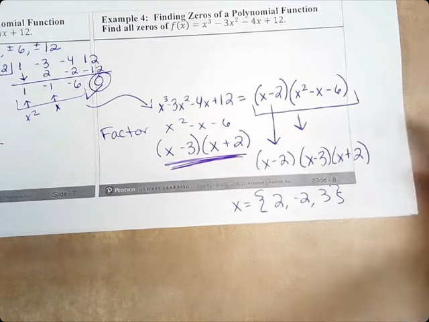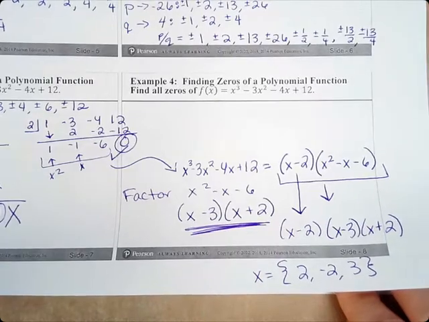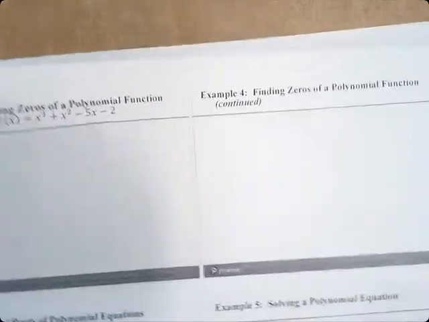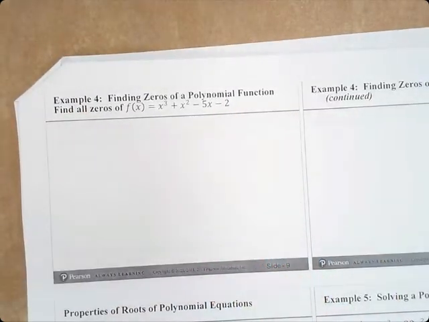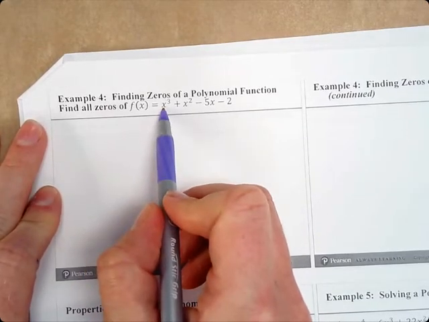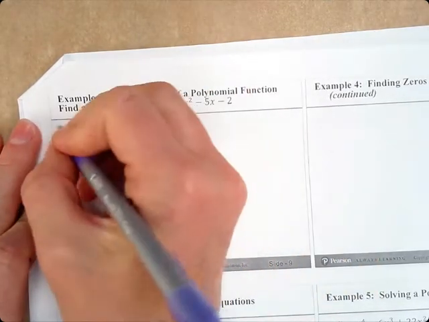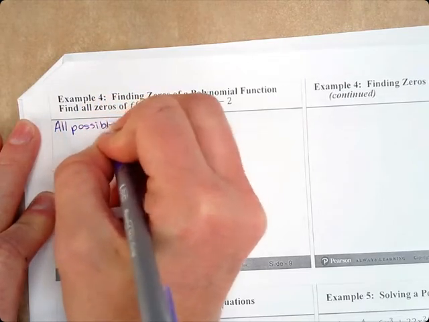Are we going to do example 4? Yep. That's a different example. So this is another example of finding all the zeros, just using a different one. All right, so let's look at this one. So we need to know all possible zeros. What are all the possible zeros?